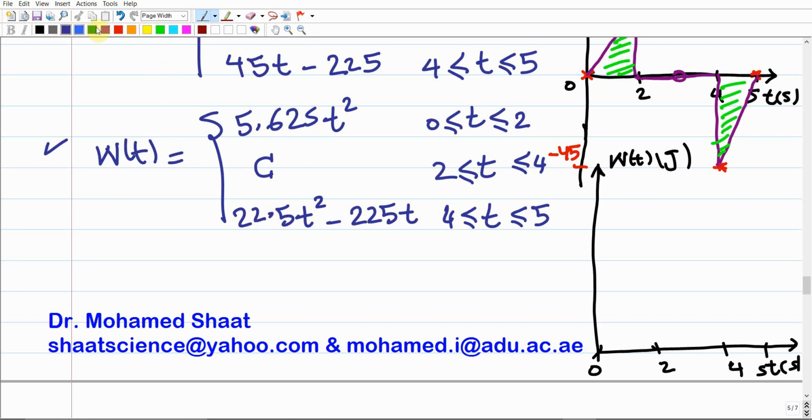So for this point, if you plug in t equals 0, we end up with 0 within the first period. For t equals 2, we end up with 5.625 times 4, which gives us 22.5. So the second point that we get is 22.5, right?